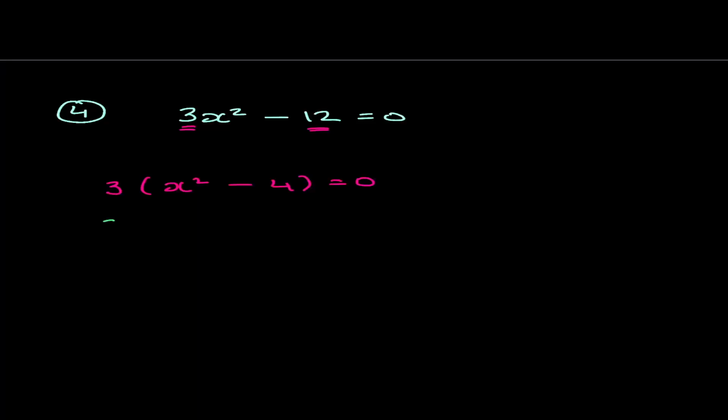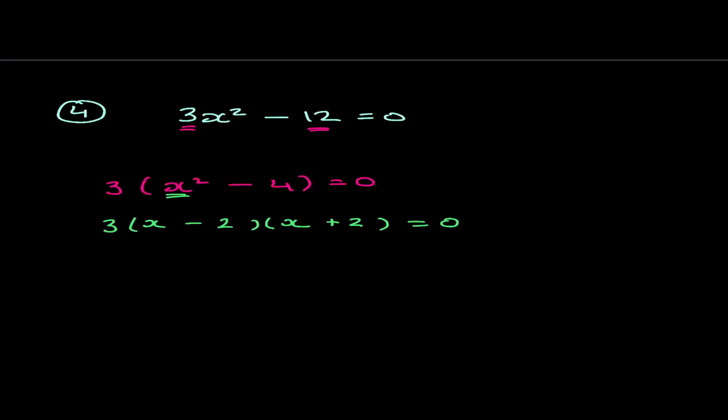So we could still have this 3 outside brackets, and because we've got difference of two squares, you square root x squared, which gives me x, square root 4, which gives me 2. And difference of two squares just means you put plus minus. And that's how you fully factorize that.